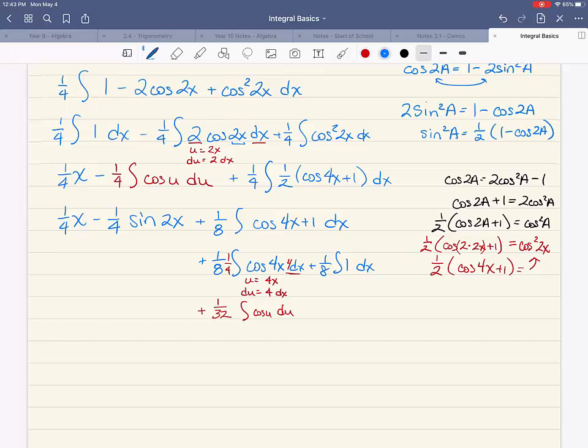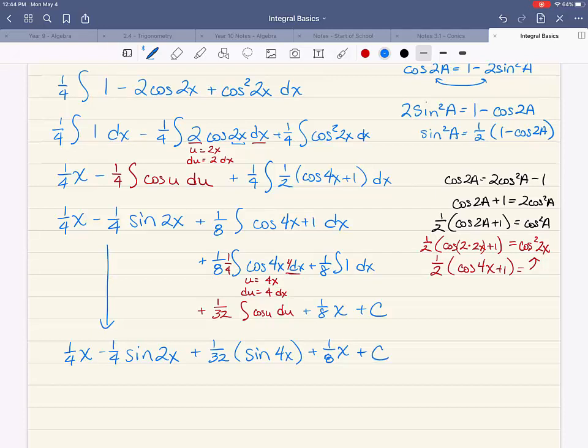Now I can go ahead and integrate this last part. 1/8, the integral of 1 is just x. And I'm at the end of my integral, so it's going to be a plus c at the very end. Now I can actually finish this problem. I have 1/4 x minus 1/4 sine of 2x plus 1/32. Be careful, the antiderivative of cosine is sine. And I'm going to go ahead and change u back to x, which in this case is 4x, plus the 1/8 x plus c.